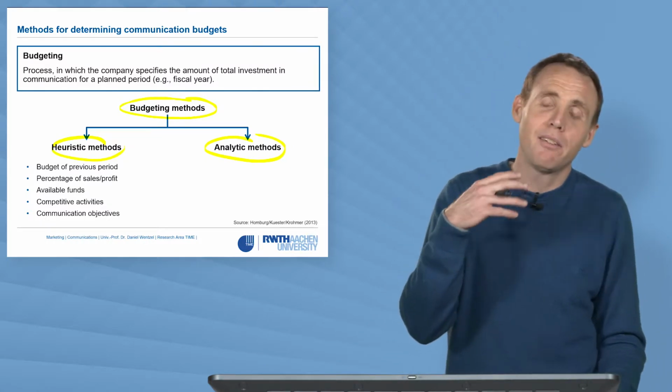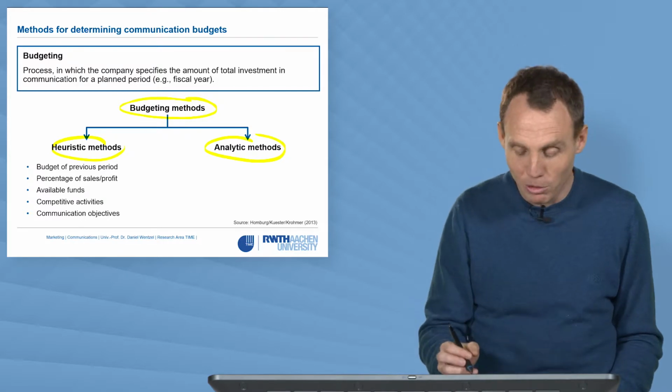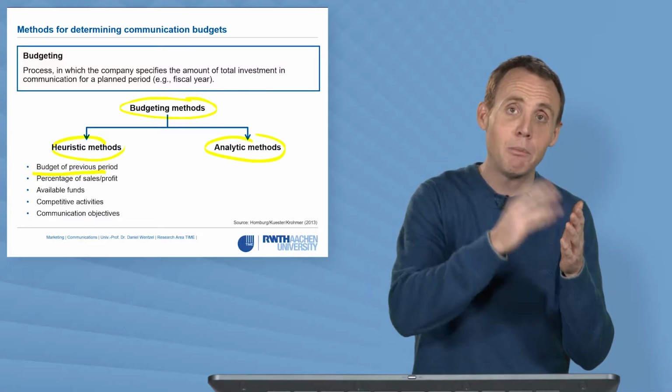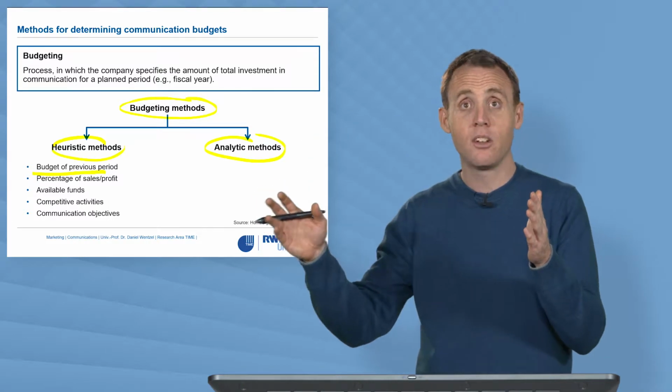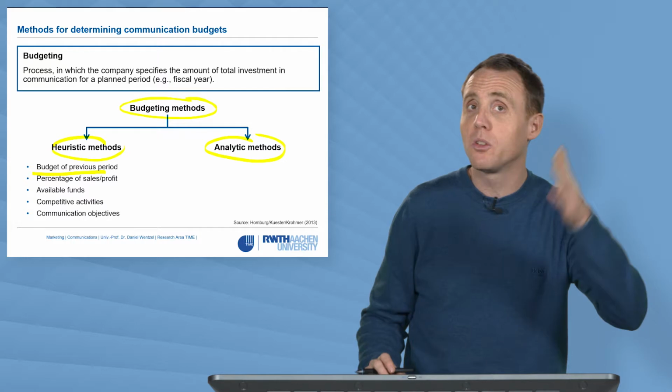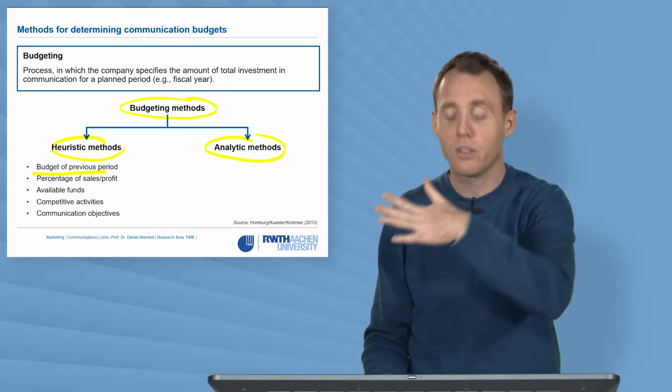What are these kinds of heuristic rules? One very popular one is to just use the budget of the previous period. So when companies sit down at the beginning of the year and think, how much money am I going to invest in communications this year? Well, let's see what we did last year and just use the same budget. This has worked for us, so let's do that.